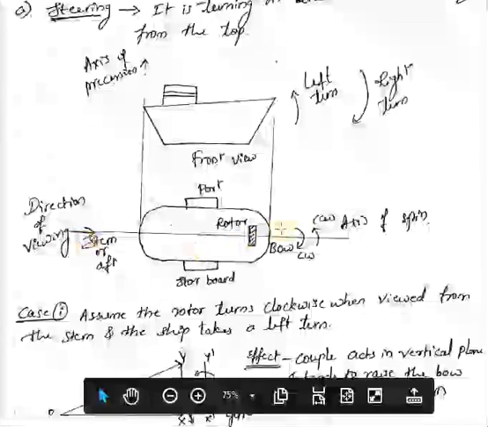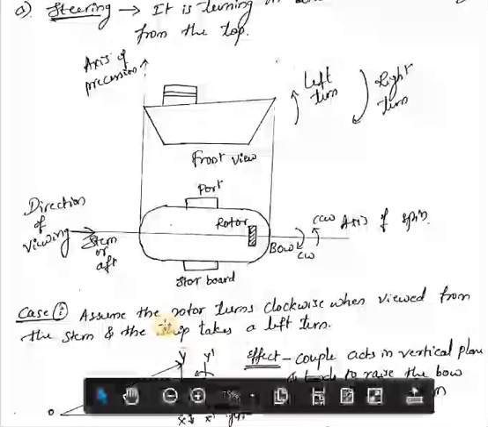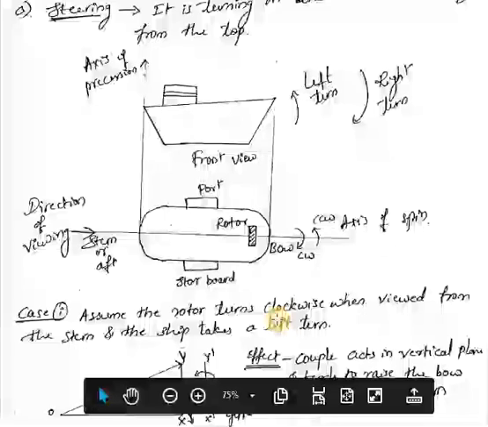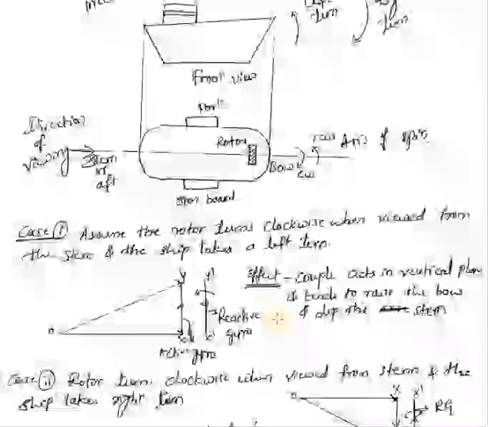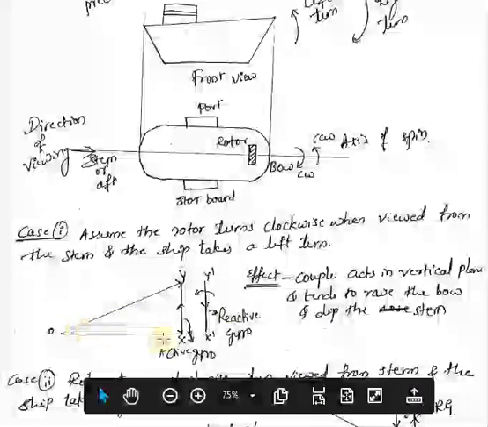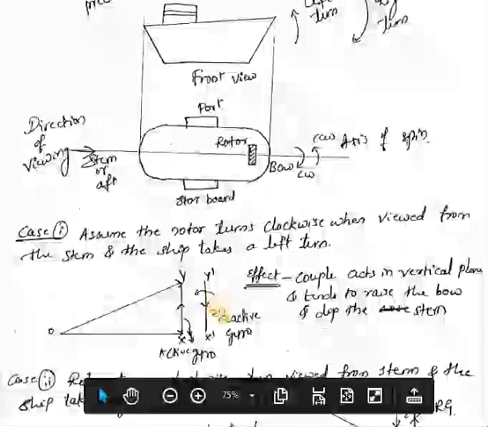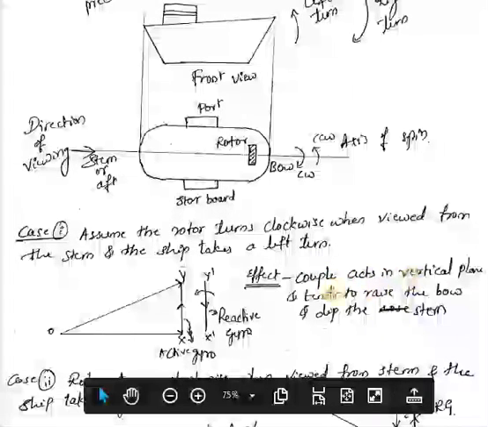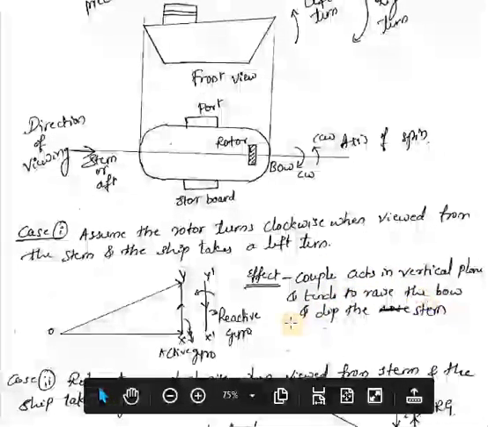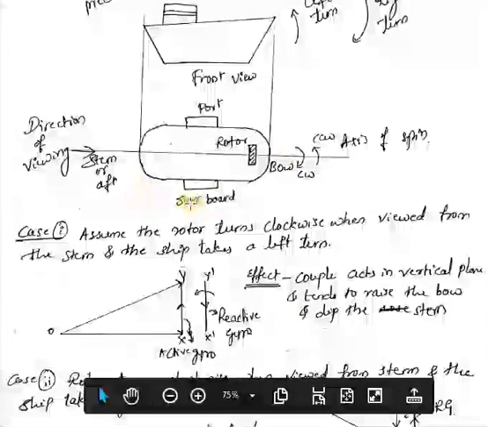But for the same rotation, if you are looking from the front end, the rotation of the rotor will be counterclockwise. And the ship is taking a left turn. So what will be the effect? You need to analyze. Here the angular momentum is represented like this. This is before turning and this is after turning, O to Y. And this is the reactive gyro couple. This couple will act in the vertical plane and it tends to raise the bow and dip the stern.